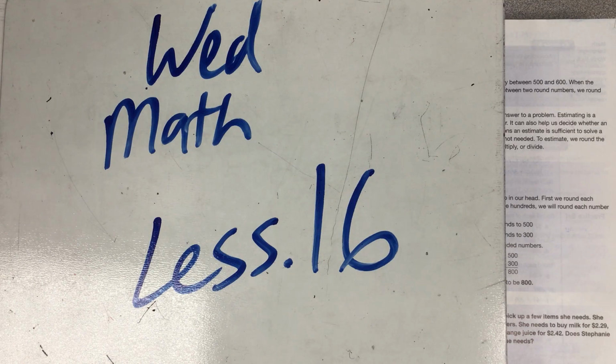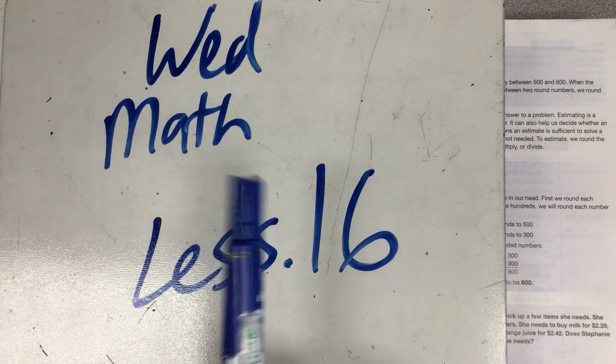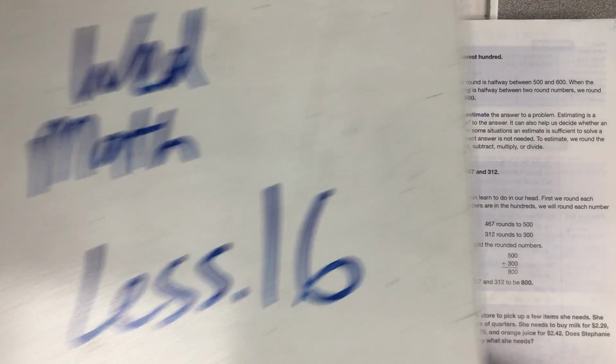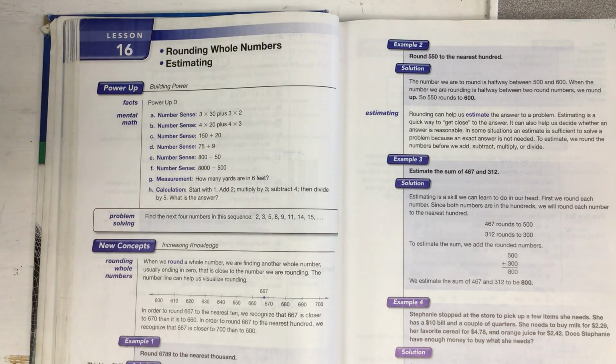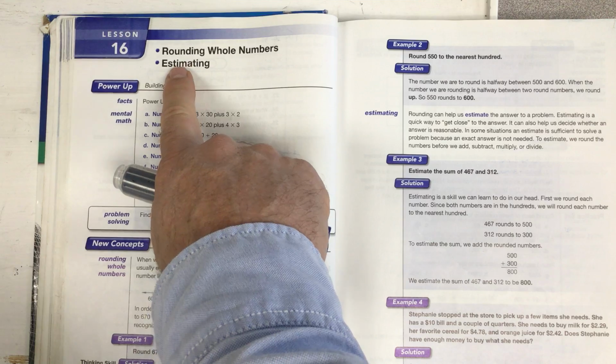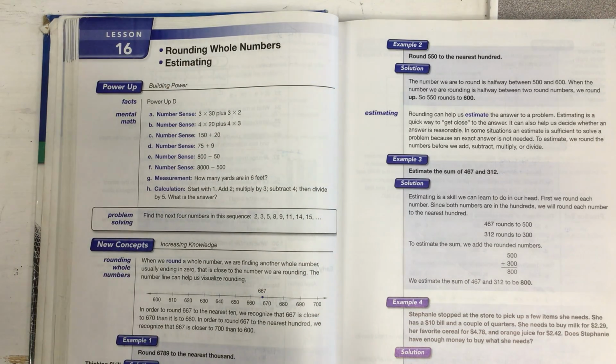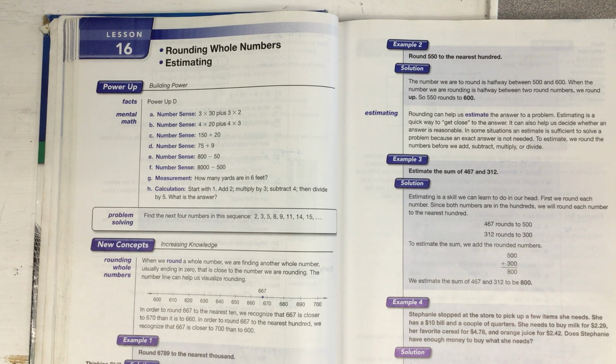All right, it's Wednesday's math session on lesson 16. And from your book, we're talking about rounding whole numbers and estimating. That's a great skill to have. It's a very important skill to have because I would venture to say most of the math that you will do as a big kid, an adult, will be estimating, rounding off.